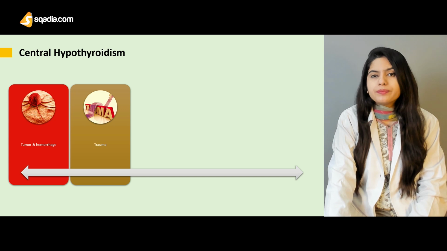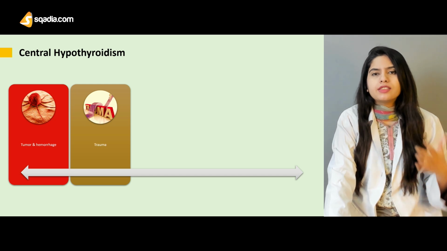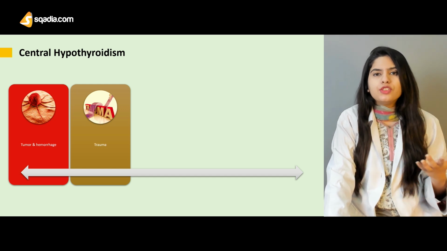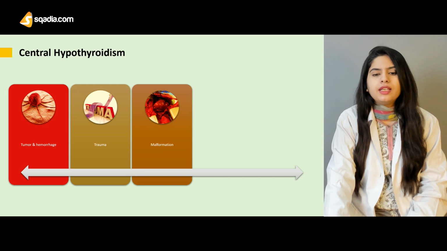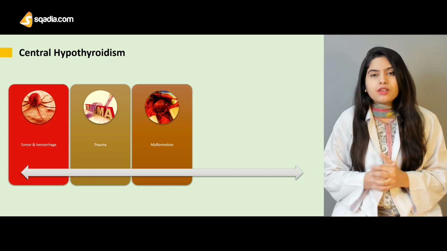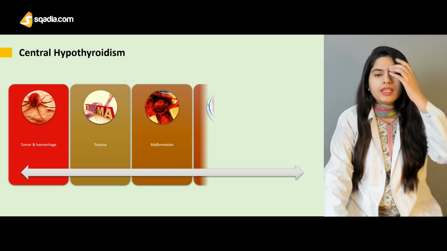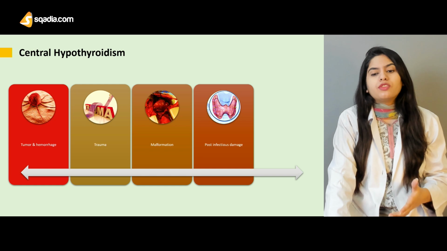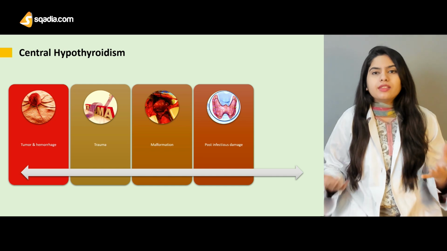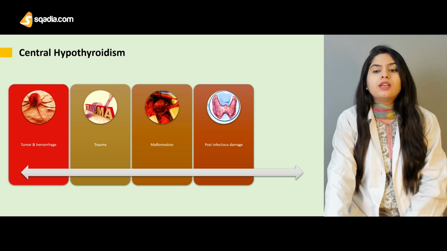Then there can be some trauma that decreases the thyroid regulating hormone, ultimately the thyroid stimulating hormone, and then causes hypothyroidism. There can be some kind of accident or brain injury that can lead to this kind of disorder. Then there can be some malformation, some cyst, or other malformations that can lead to central hypothyroidism. Then there can be post-infectious damage, maybe an infection of the brain, like meningitis, that is causing the brain to not function properly, and the thyroid regulatory hormone is not being synthesized.